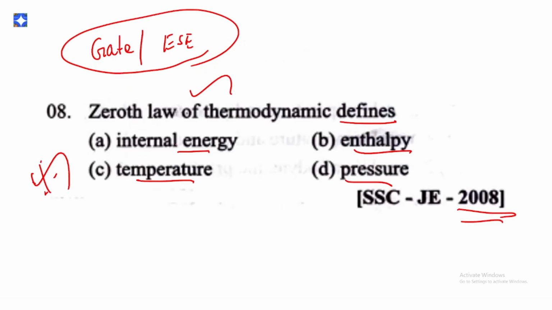Okay. So I can say that zeroth law has been completely related to temperature. So option C is the correct one.